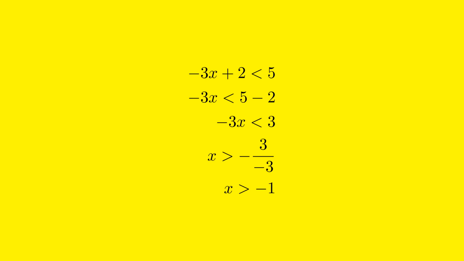The next step calls for dividing every term in the inequality by -3 to solve for x. It's important to note that whenever we multiply or divide an inequality by a negative number, the direction of the inequality sign must be reversed. Thus, after dividing by -3, our inequality reads x > 3 divided by -3. Lastly, we simplify the right side of the inequality. 3 divided by -3 yields -1. Hence, our final inequality reads x > -1. Thus, the correct answer is x > -1, option A.